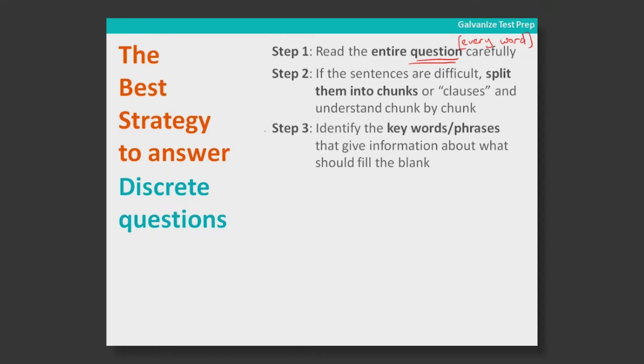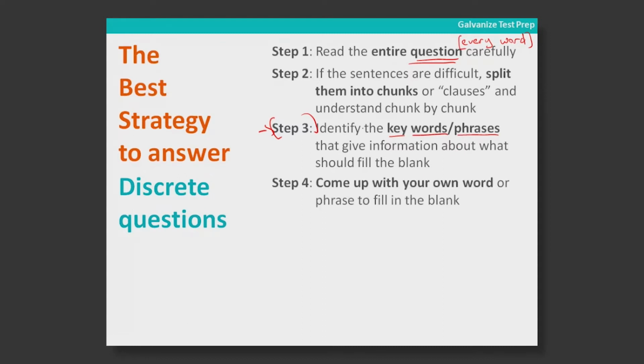Moving on to step 3, now this is where things get really tricky and important. Why we said you need to take every word seriously is because there are key words embedded in every one of these questions. Key words, phrases, these are going to give you information about what should fill the blank. Obviously, they're not going to give you a question and ask you about what's going to fill the blank without giving you some hint at how to fill it. So what you need to do in step 3 is identify those key words, the phrases that bring out meaning in the sentence that suggest what you could fill the blank with.